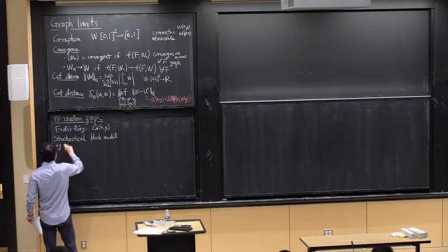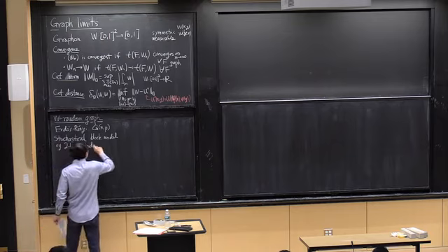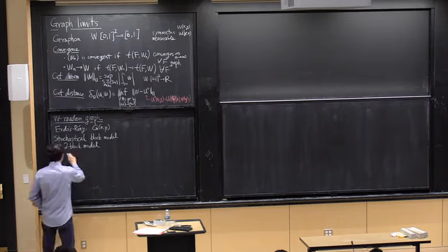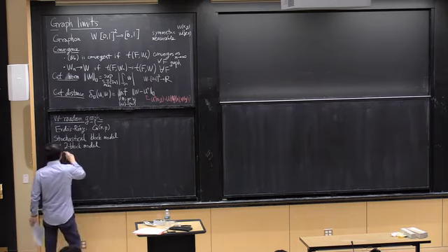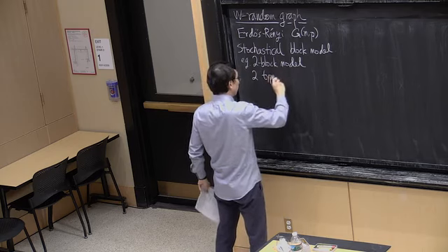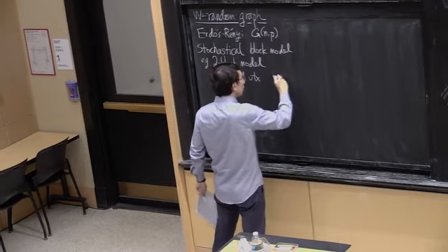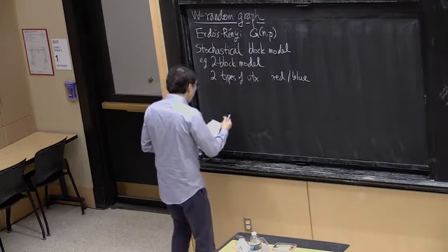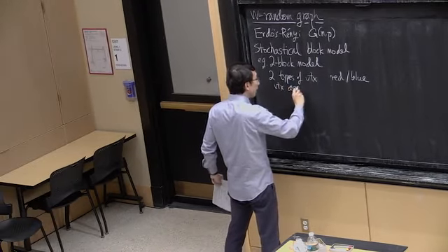In particular, a two-block model consists of the following data, where I'm looking at two types of vertices. Let's call them red and blue, where the vertices are assigned the colors at random.